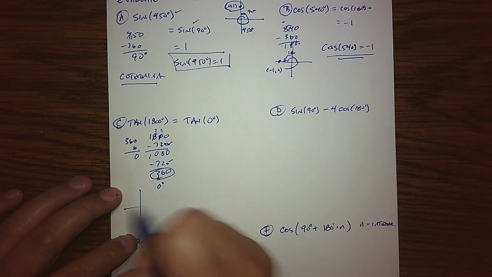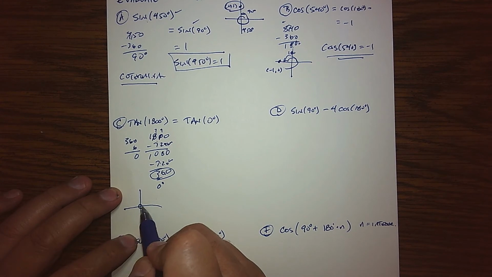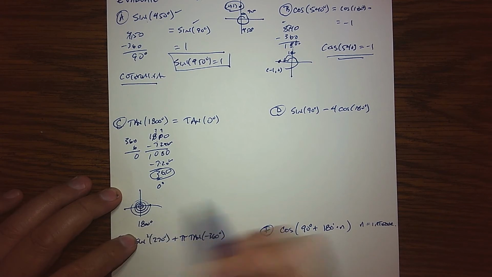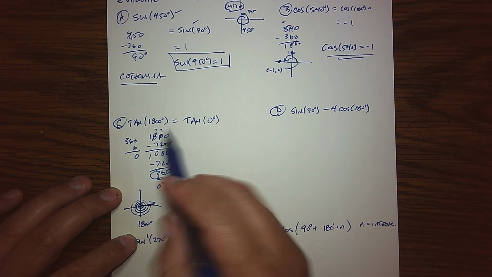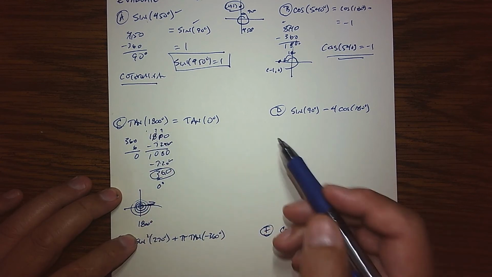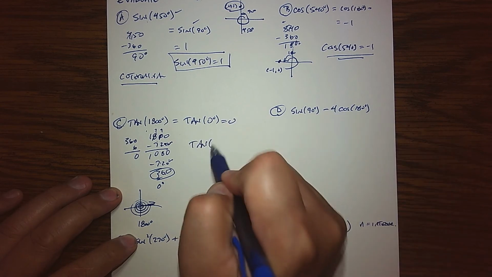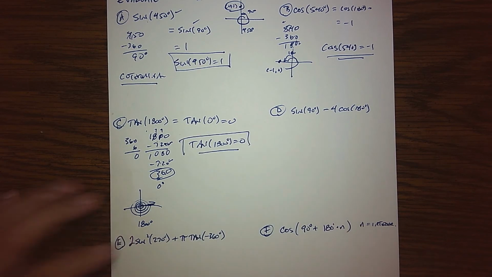And again, picture-wise, this is basically revolution 1, 2, 3, 4, 5. We're basically going around 5 times, right? That would be 1800 degrees. It basically corresponds with an angle of 0 degrees. So the tangent of 1800 would be the same as tangent of 0, and what we found is that that's 0. So the tangent of 1800 is equal to 0, taking advantage of the coterminality and our full rotation of 360.